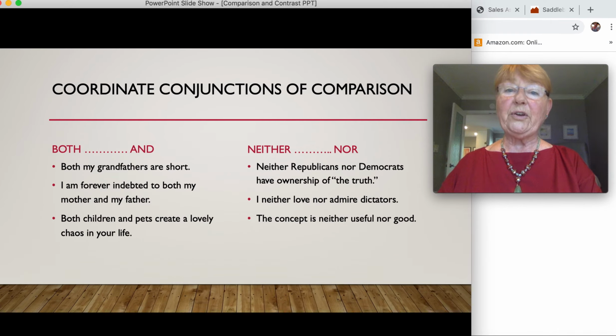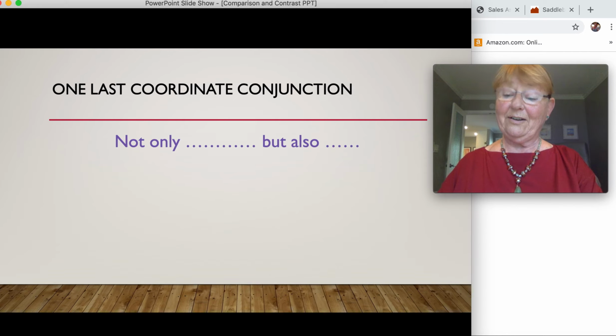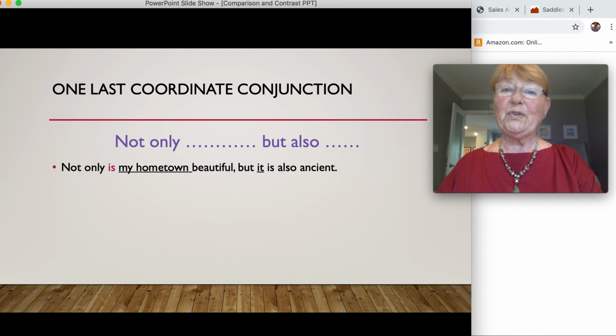Those are pretty good, but let's take a look at not only... but also. That's actually harder. Take a look at this first example. Not only is my hometown beautiful, you put the verb before the subject. Okay, that's quite unusual. It's one of the few transitions that reverses the order. Not only is my hometown beautiful, but it is also ancient. The second sentence, the subject comes before the verb.